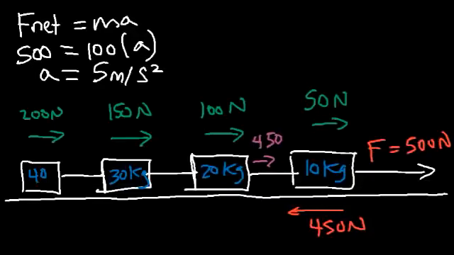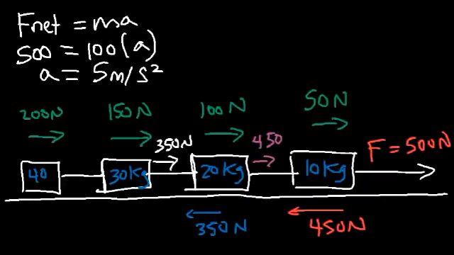Now, 450 minus 100 is 350. So the 20 kilogram block feels a tension force of 350 that slows it down, which means that the 30 kilogram block experiences a tension force of 350 that pulls it to the right.